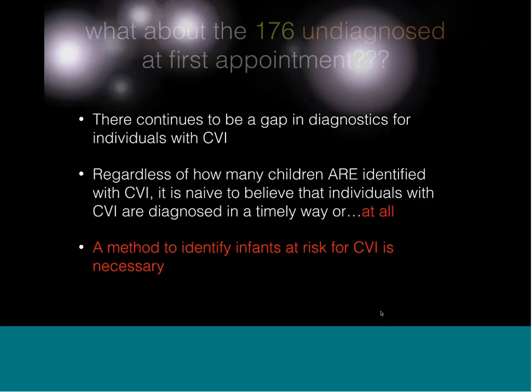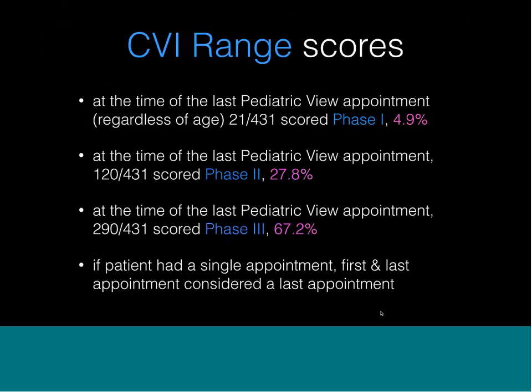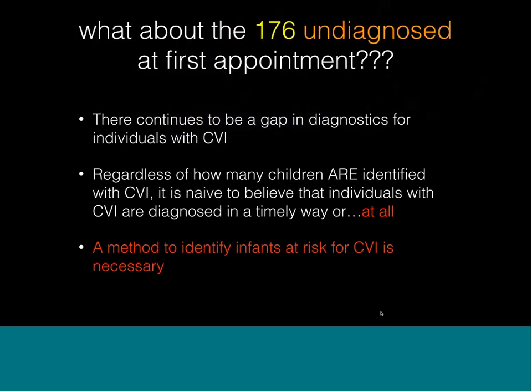We also know it takes about 3.7 years on average for a child to get from phase one to phase three. But that's only after that first solid CVI range assessment and the modifications and adaptations and specialized instruction that flows from that. I always tell parents, is today your first CVI range, or did someone already do one with your child? And the clock starts from when that first official CVI range was conducted, with the assumption it was done correctly. Okay, so we still have to worry about these 176 children who are undiagnosed at the first appointment, because it's naive to think that we've found all these children, or that they're not lost in classes for kids with autism or significant multiple disabilities.